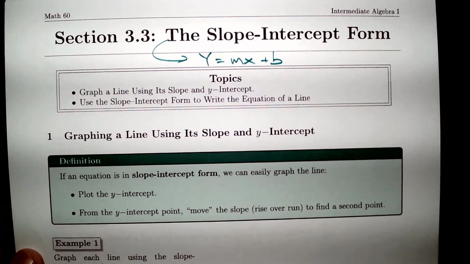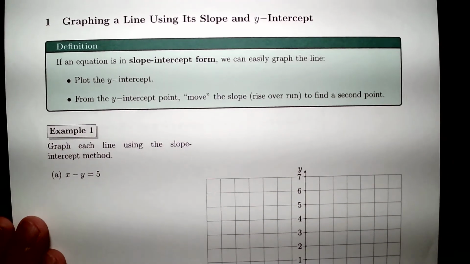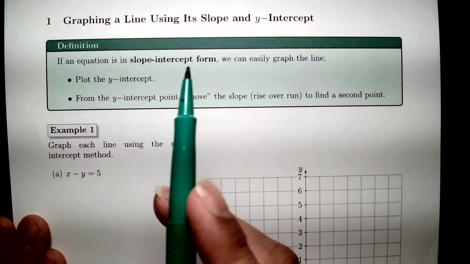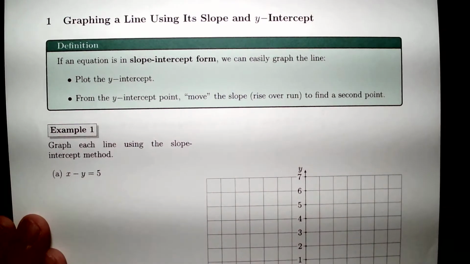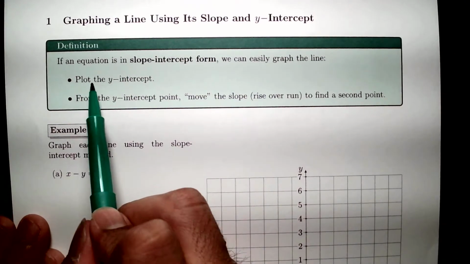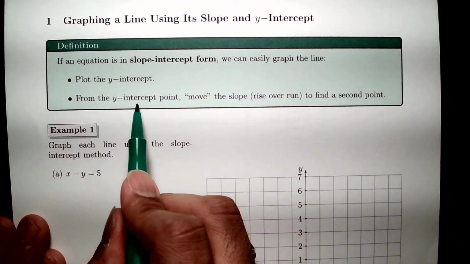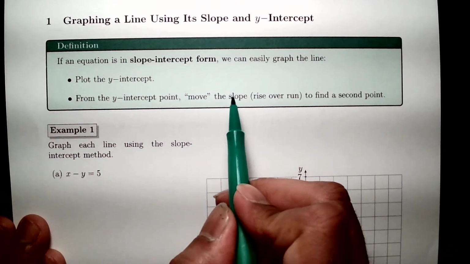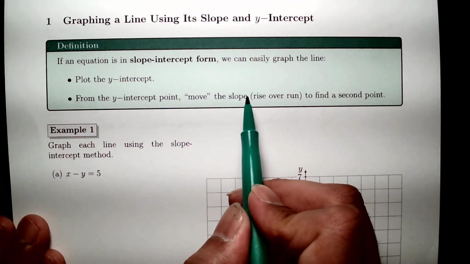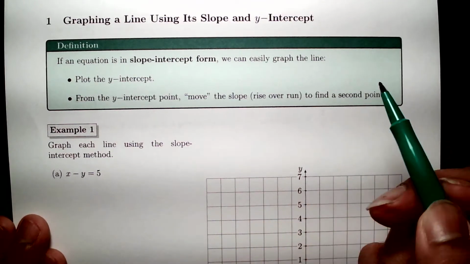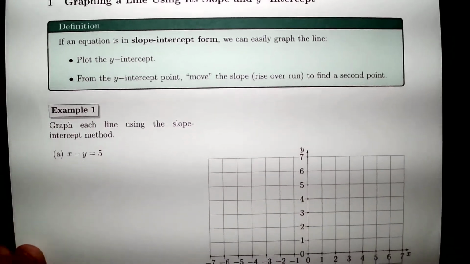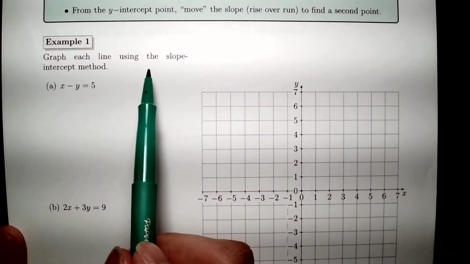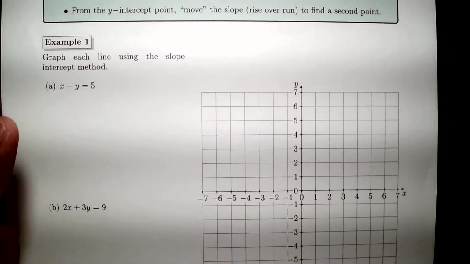Graphing a line using its slope and y-intercept. If an equation is in the slope-intercept form, we can easily graph the line by following two steps. Number one, plot the y-intercept. Then from this point, we move by using the slope, the rise over run, to find the second point. The best way to see this is in action. Let's graph each line using the slope-intercept method.